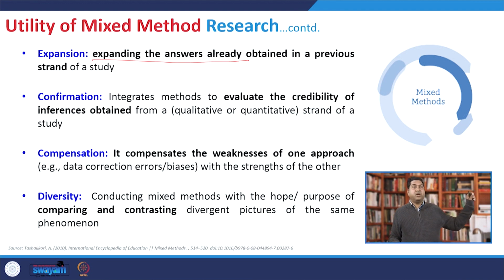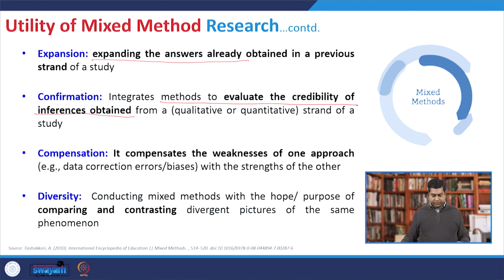So, from qualitative data you have gained certain information, then through an empirical study, through a quantitative approach, you confirm it. As true for the confirmation, in this case mixed method research integrates the methods to evaluate the credibility of inferences obtained from the qualitative or quantitative strand of a study. So, they are complementing each other.